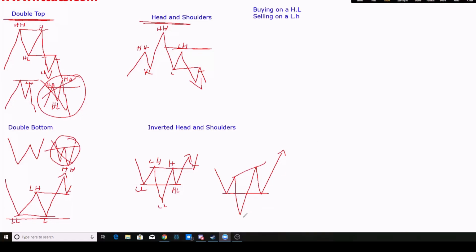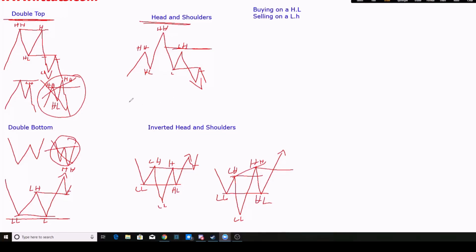So yeah, pretty much inverted head and shoulders, because one, this is the break of structure right here, higher high. This is a lower high. This is a lower low. This is a lower low. And then this is a higher high. Then you form the higher low. And then that's when the market will continue on its upward momentum.